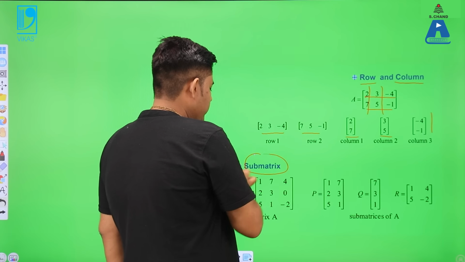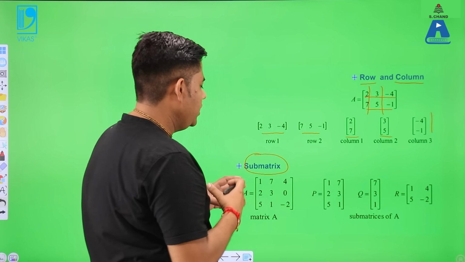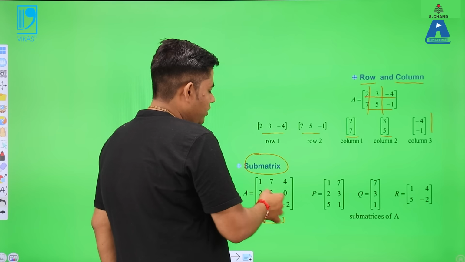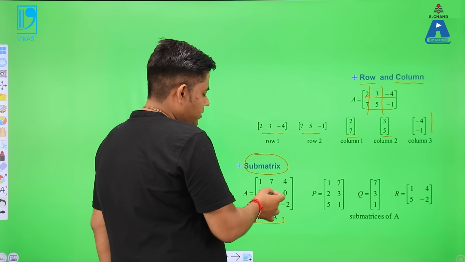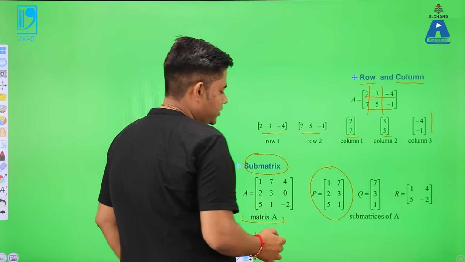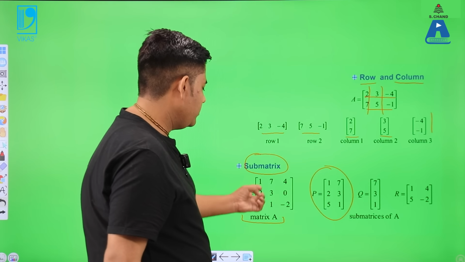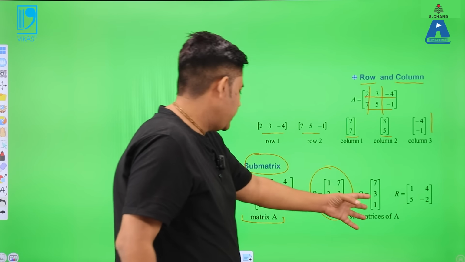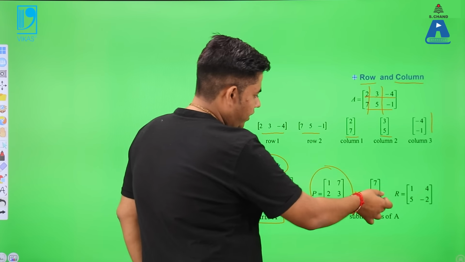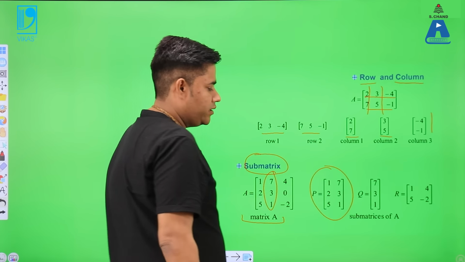Then you have a submatrix. A submatrix is a matrix which can be obtained from the internal part of any matrix. Let's say you have a matrix A, and from that matrix A you have 1, 7 and 2, 3 and 5, 1. You have found one submatrix. That submatrix is a matrix taken from the major matrix. So 7, 3, 1 is also a submatrix of A, and when you have 1, 5, 4 and minus 2, this is also a submatrix of A.